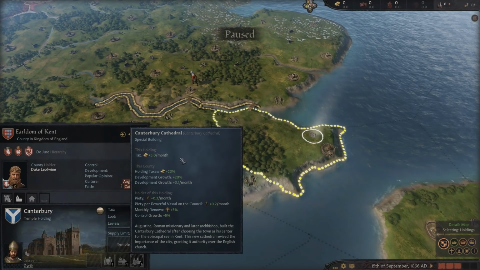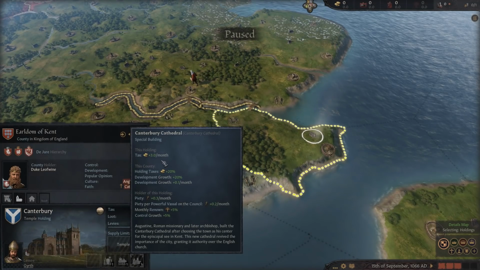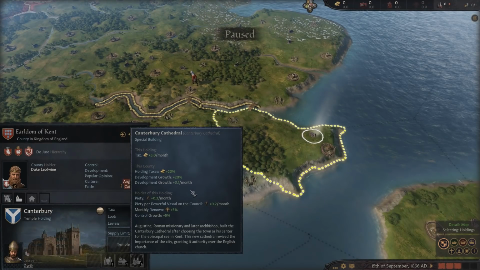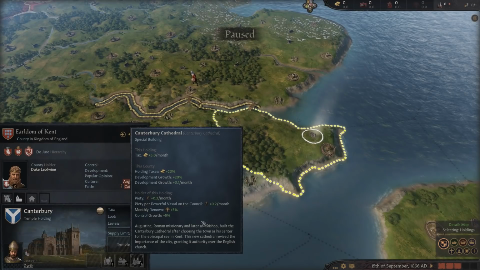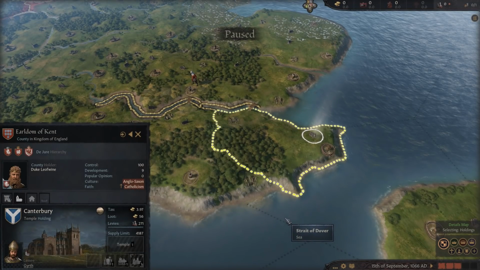Now here you get a holding specific, again, holding county realm. That's always how this goes. So you get a plus 3 gold tax modifier per month, then plus 20% in taxes, plus 20% development growth, and 0.1 per month development growth. On top of that, you get a 0.3 piety modifier, as well as piety per powerful vassal on the council of 0.2 per month, plus 5% monthly renown, and plus 5% control growth.